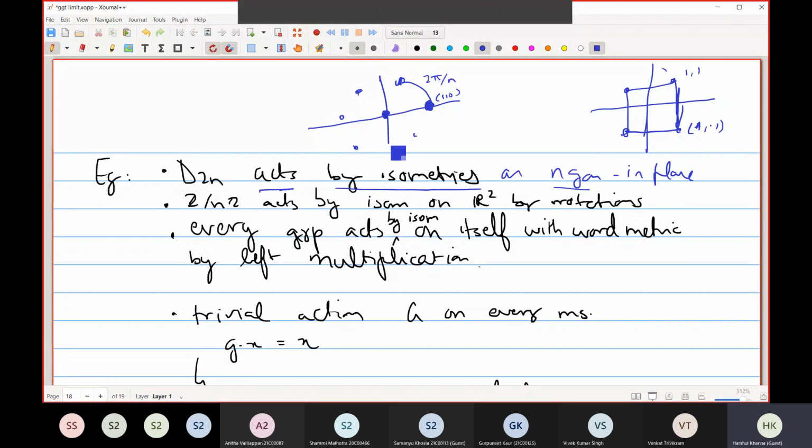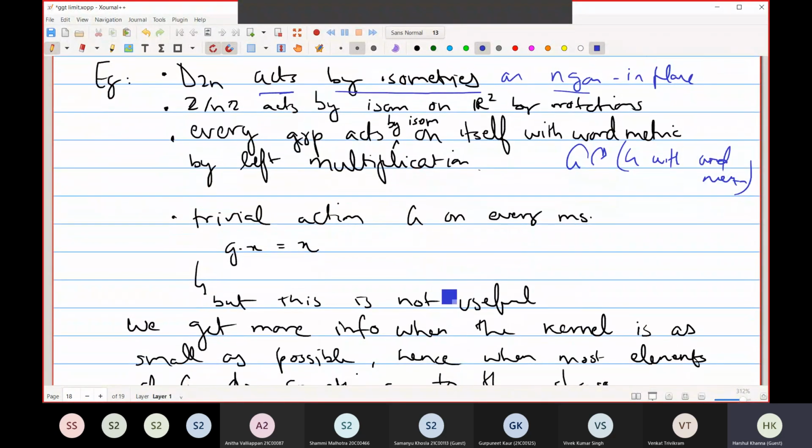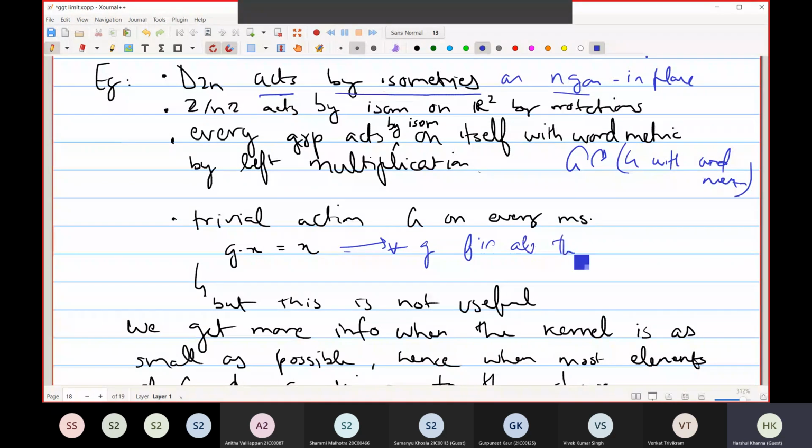Every group acts by isometries on itself. So we take G with the word metric. So this is a metric space, and we let G act on itself by left multiplication. We already had that action. And of course, you can always have a trivial action, G on every metric space, given by g dot x is defined to be x, for all g belonging to G and x belonging to X. That's a trivial action. That is, all g fix all the points of X.